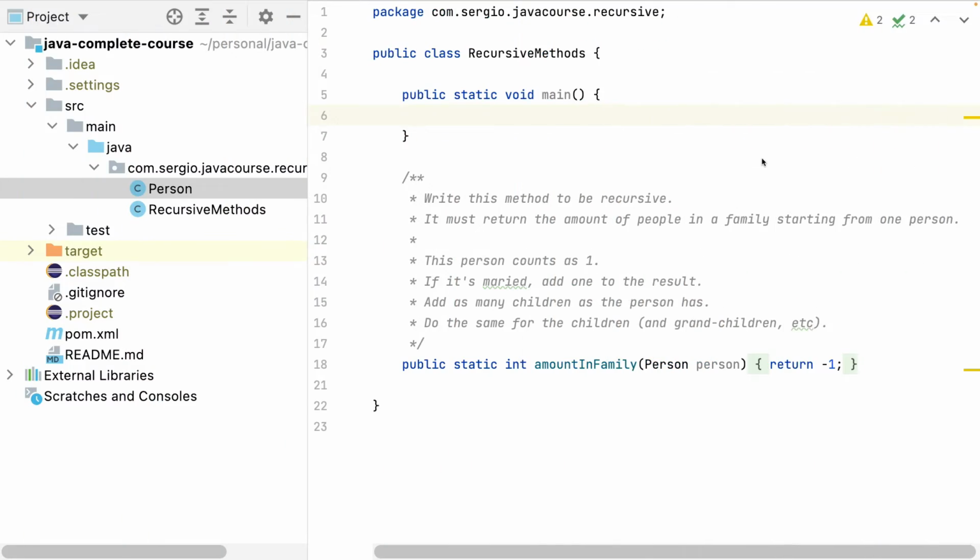Hello guys! Today I will handle the recursive methods. What they are, how to use them, but most important, how to implement them. A recursive method is a method which calls itself.